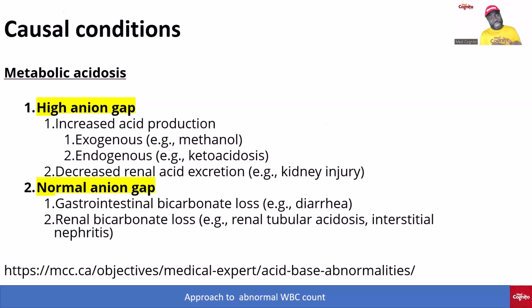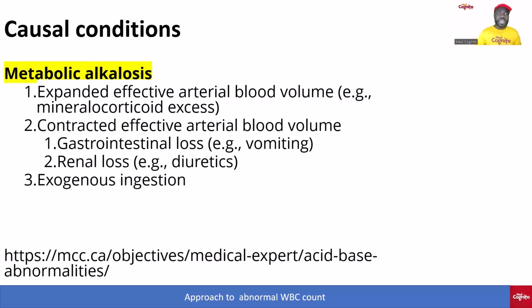Now, you also have under metabolic acidosis, you also have normal anion gap metabolic acidosis. And the causes of those can be patients with diarrhea, gastrointestinal loss of bicarbonate, patients who have renal bicarbonate loss like renal tubular acidosis and interstitial nephritis. Okay, good. And then we also go to metabolic alkalosis.